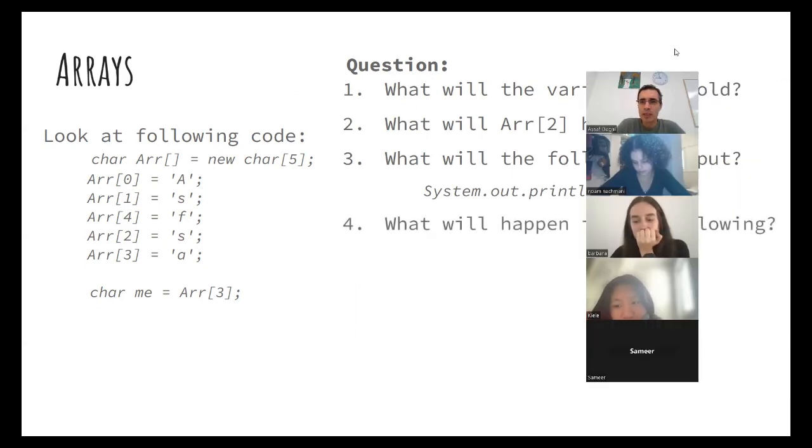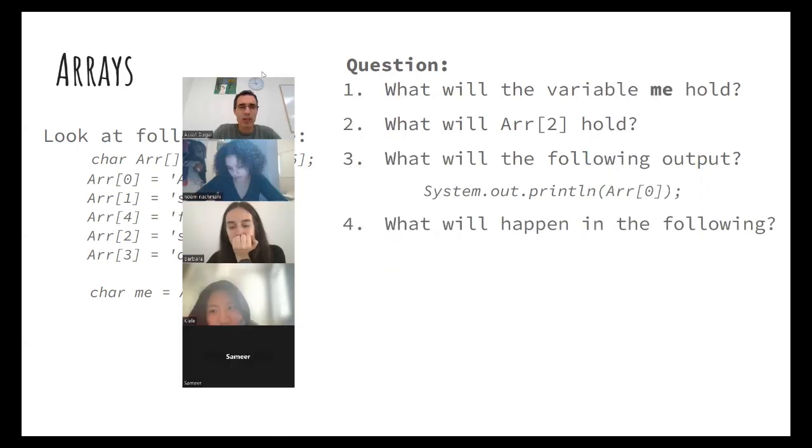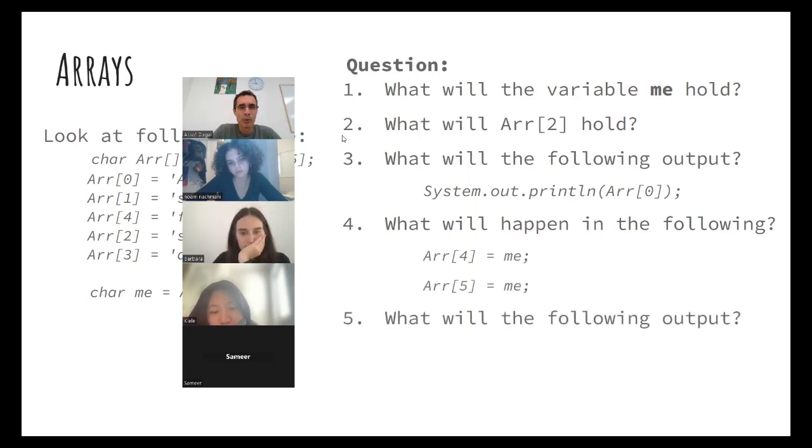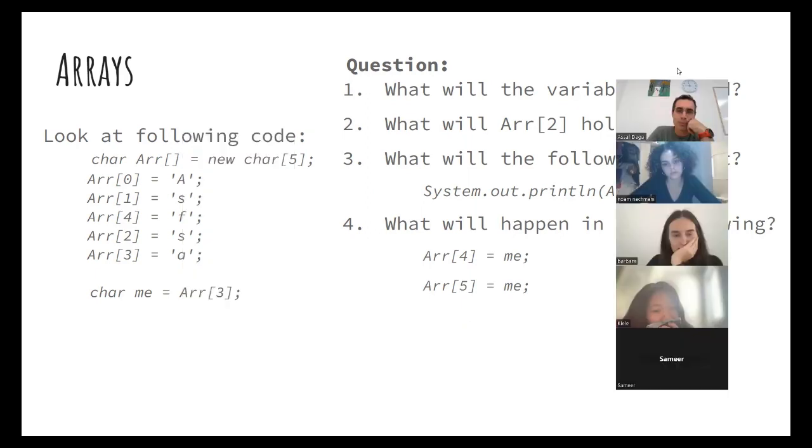What will happen in the following case? arr[4] = 'a'; arr[5] = 'a'; What will happen in the following case? If I do these two lines of code, if I add them after, error. Runtime error. Why? Because there's no index 5.